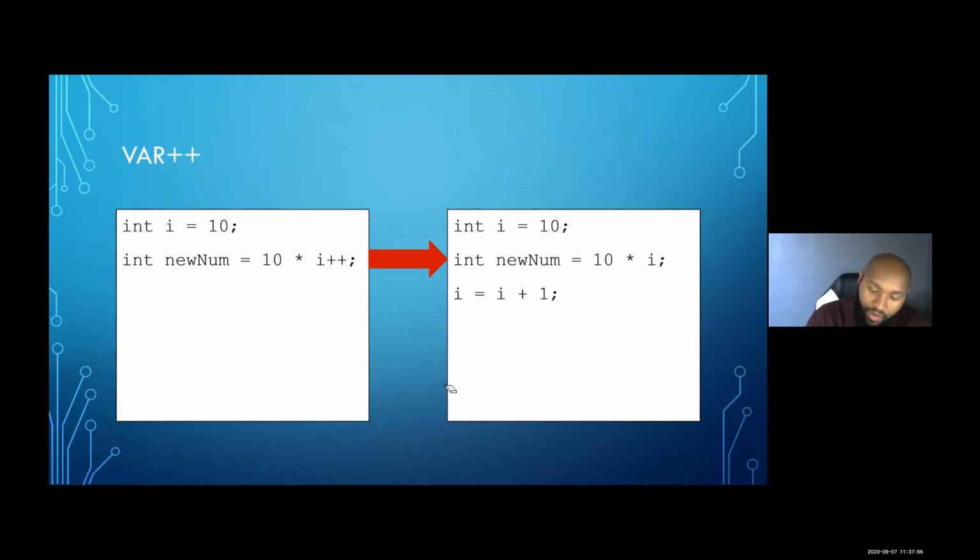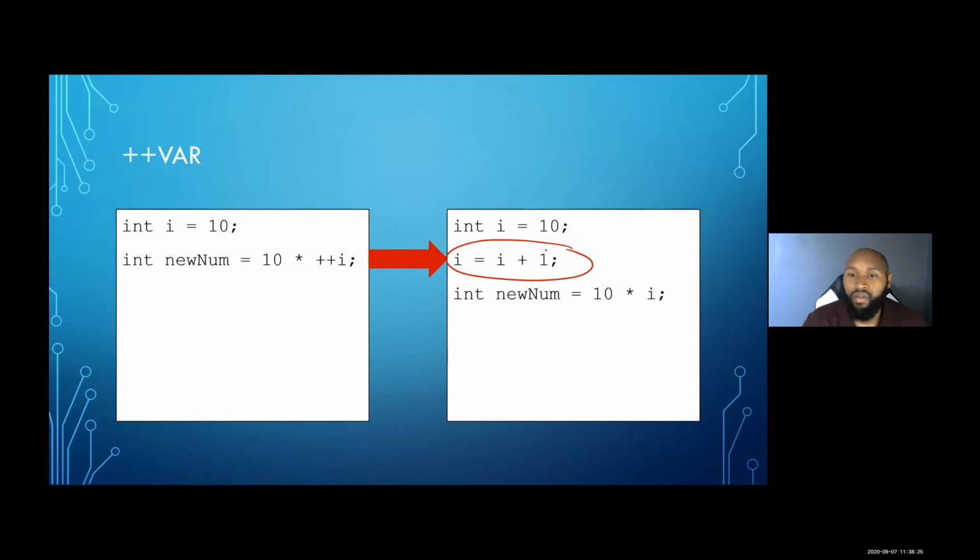The final value of i will equal 11. However, in newNum we're multiplying 10 times 10, so newNum would equal 10. However, if we do a pre-increment, 10 times plus plus i, that plus plus i occurs before the expression. So in reality we're doing newNum equals 10 times 11. So newNum would equal 110, and i equals 11.